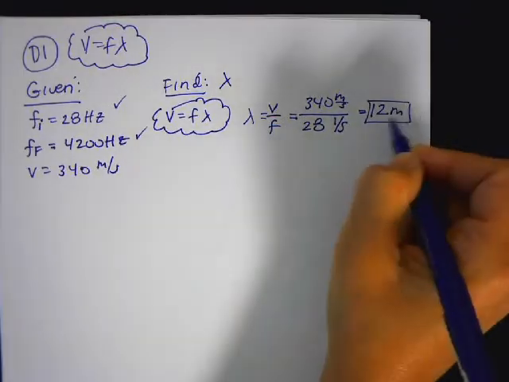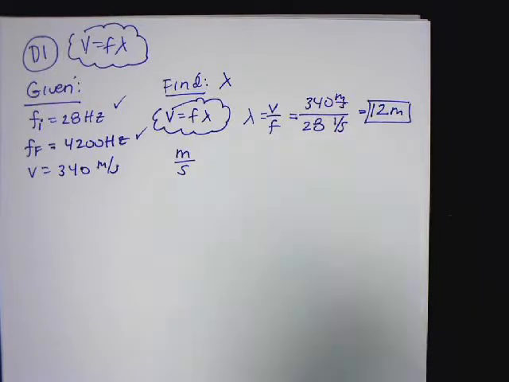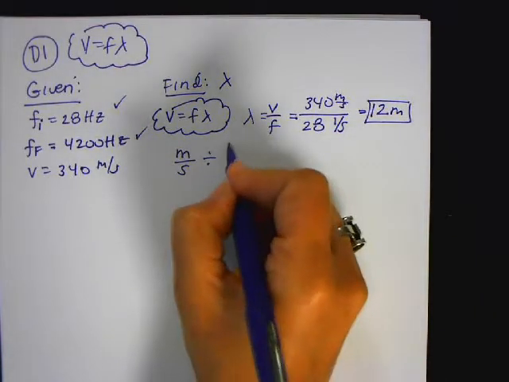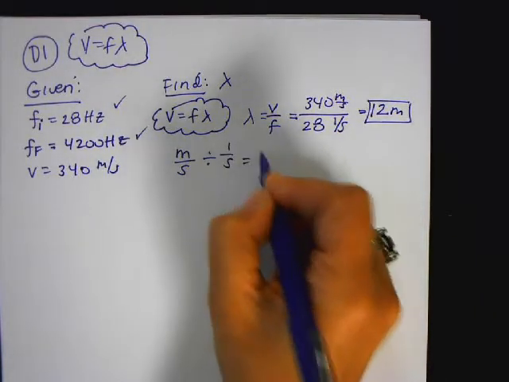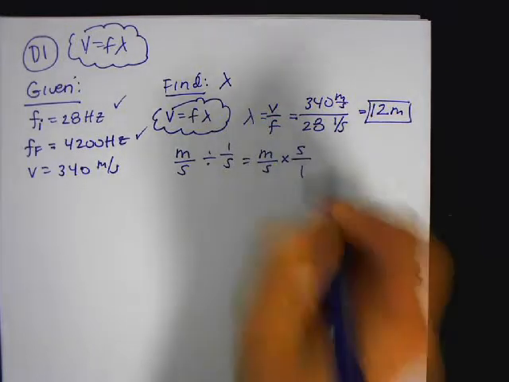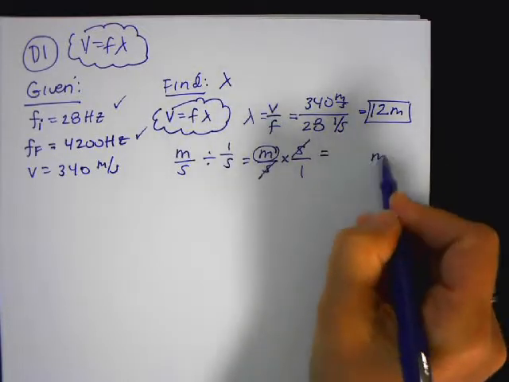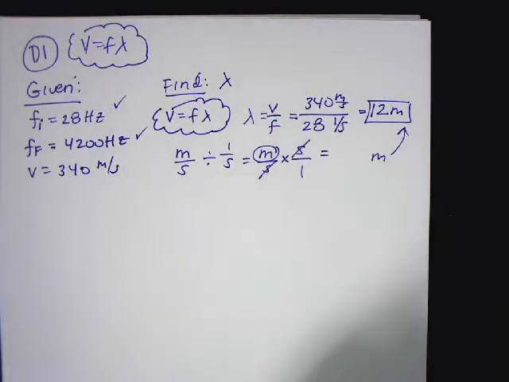And before I just write in my unit, I know that I'm going to carry my units through to check my work. So a meter per second divided by 1 over a second is the same thing as a meter per second times a second over 1. So this second cancels with that, and I end up with meters. Is meters the correct unit for wavelength? Yeah, so I didn't make a mistake.